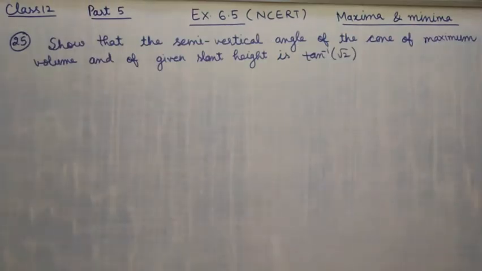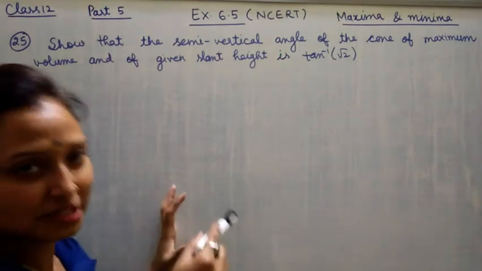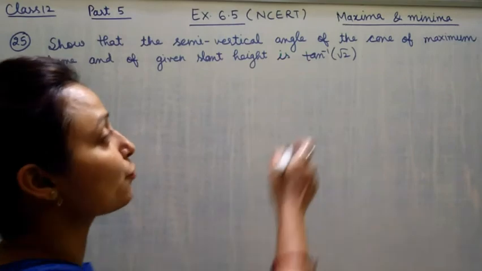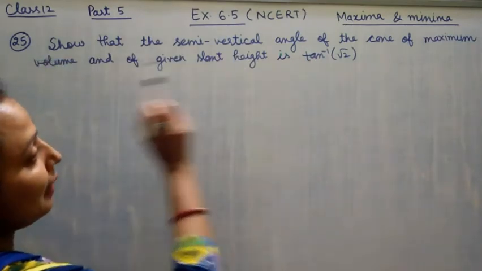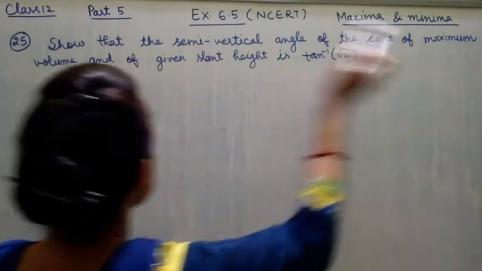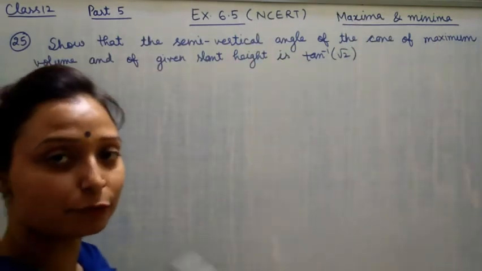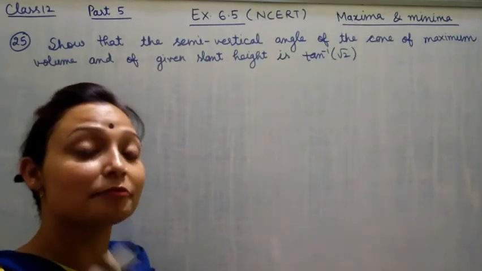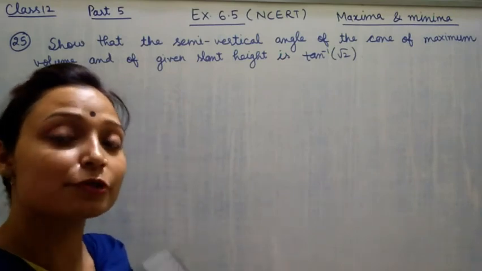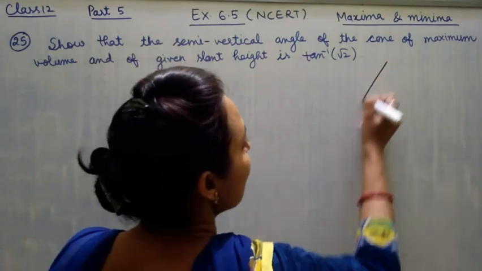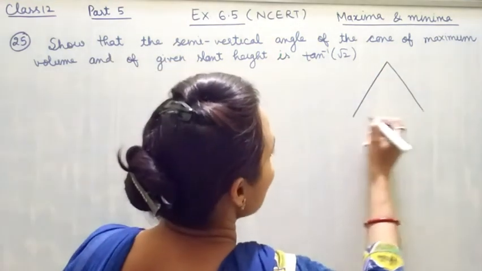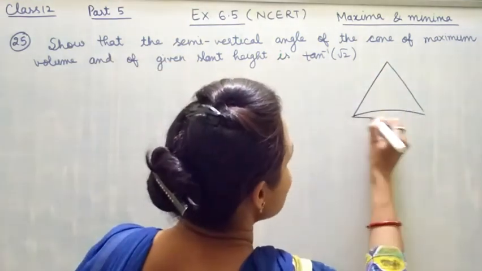Now the next question I have taken is question number 25, which is different from other questions. Here you have to find the angle theta for which the volume is maximum, the cone of maximum volume. That means you have to make a function of volume, which should be maximum. So first of all, make a cone and suppose all its measurements.